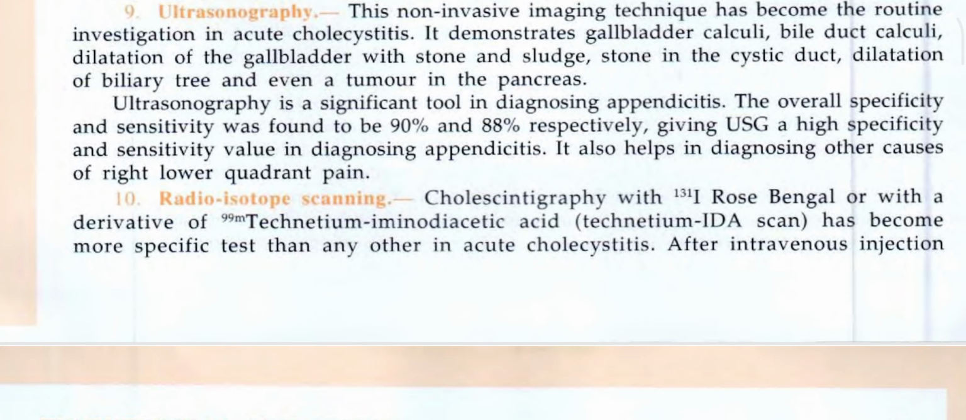Ultrasonography is a significant tool in diagnosing appendicitis. The overall specificity and sensitivity were found to be 90% and 88% respectively, giving ultrasonography a high specificity and sensitivity value in diagnosing appendicitis. It also helps in diagnosing other causes of right lower quadrant pain.